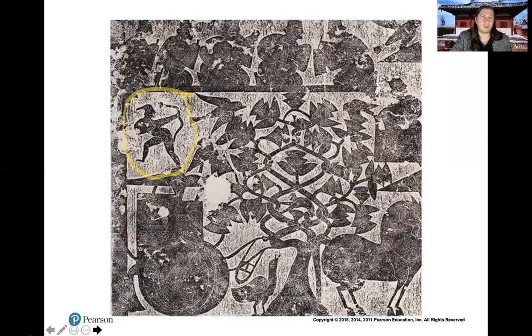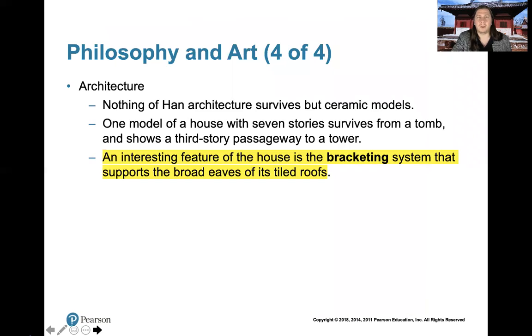This is Archer Yi, who's off to the side there. He's shooting the 9 sunbirds out of the magic world tree there.